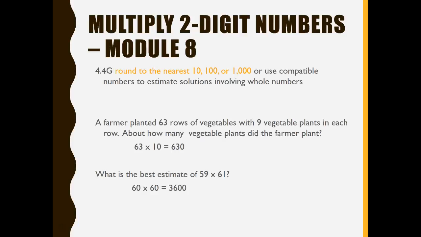Another TEKS that you're going to be teaching is 4.4G, where you're rounding to the nearest 10, 100, or 1,000. Notice that an example of a problem is given below. 63 rows of vegetables with 9 vegetable plants: you can round 9 to 10, so that you have 63 times 10 equals 630. Or you can round 63 to 60 and do 60 times 9. What's the best estimate of 59 times 61? You can round 59 to 60 and 61 to 60, so that we have 60 times 60, giving us the product of 3,600.